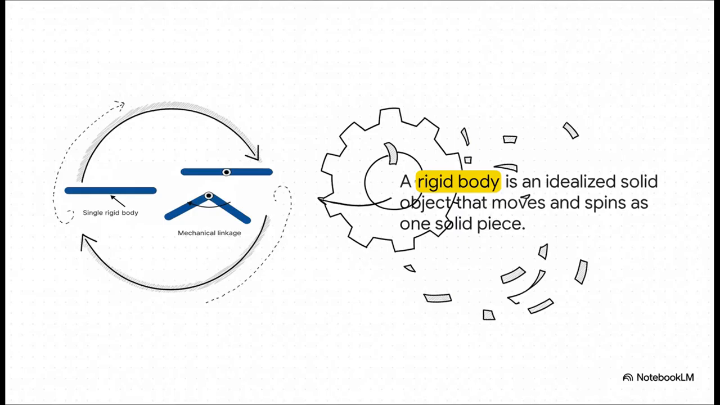And this slide shows exactly what I mean. We're keeping it simple. We're focusing on solid objects, like a bar or a disc, that move and spin as one single piece. We're not getting into complex things with hinges or bendy parts. For our purposes, it's just one solid, rigid object.